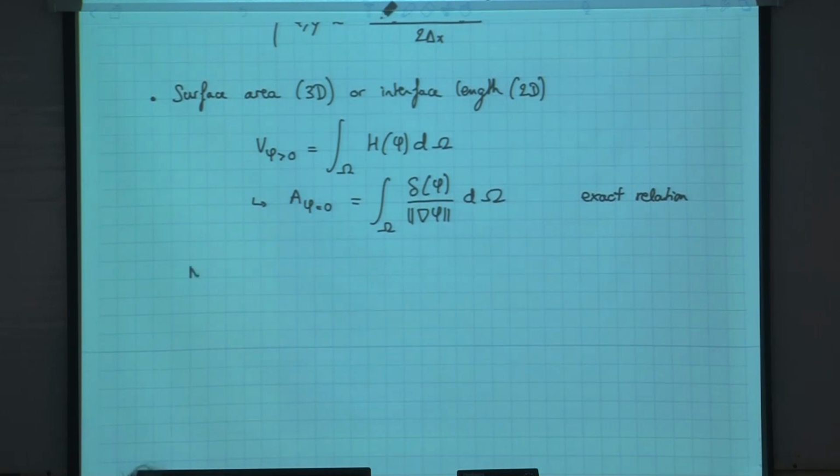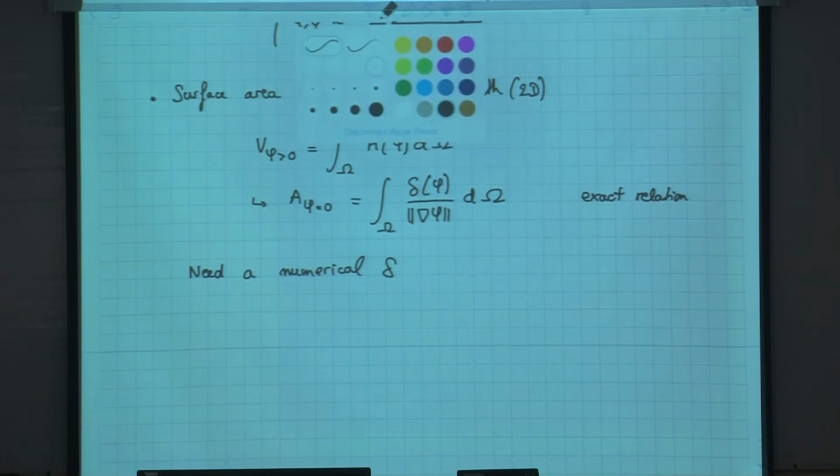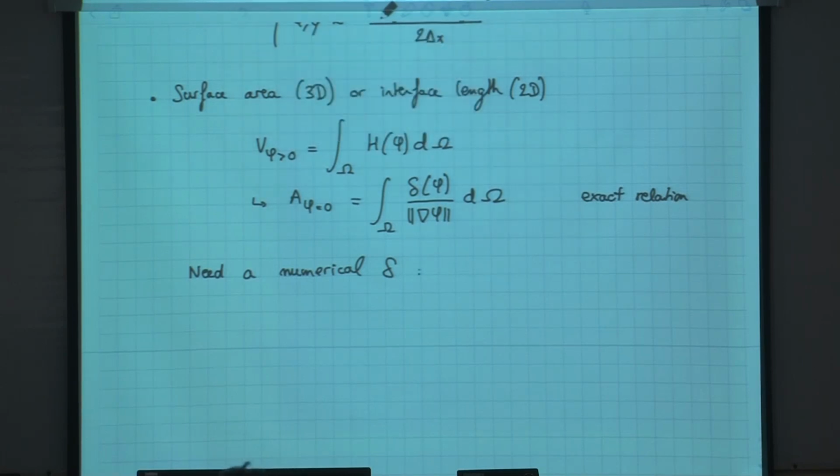So again, we need a numerical delta function. We'll introduce that as delta sub epsilon, and we'll define it in a way that's discretely consistent with what we did right before. So we had this sine transition from 0 to 1 for our Heaviside. We're going to do the same thing. We're going to differentiate that. That's going to give us 1 over 2 epsilon of 1 plus cosine of phi over epsilon times pi, if we're within epsilon.